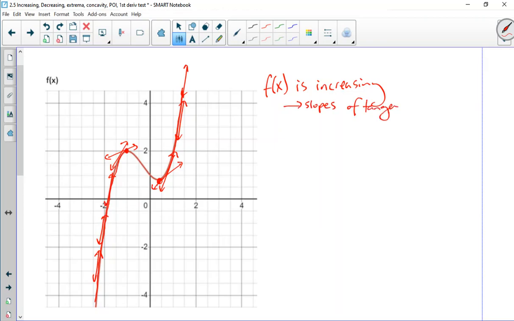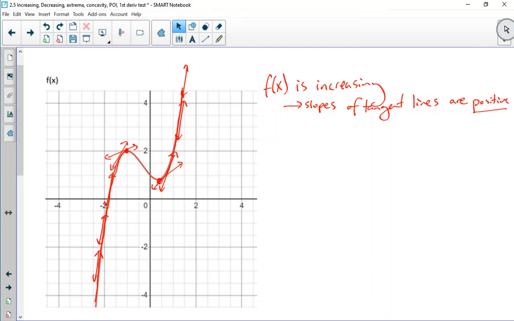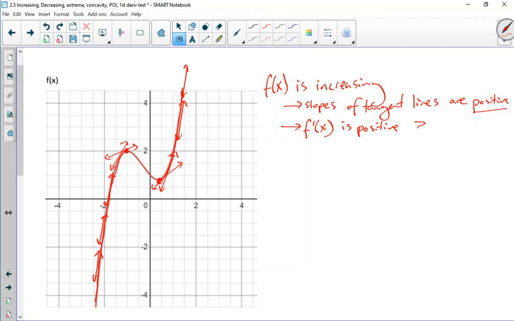And what would we say about the slopes of all of these tangent lines? They're all positive. And when I say slope of a tangent line, what's another word that we use to be a synonym for that? The derivative. So what this means is if the slopes of the tangent lines are positive, it means the derivative is positive. Or usually what we'll just say is it's greater than 0.